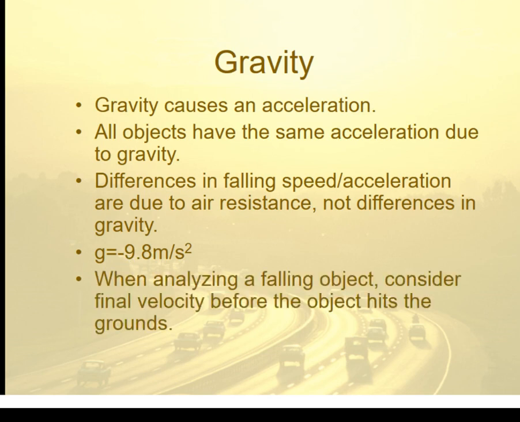Okay, so when we're analyzing a falling object, we're going to consider the final velocity before the object hits the ground, not after it hits the ground. So a lot of times students will make the mistake of going, well, if this object hits the ground, it's going to be going 0, right, Perry? And I'll be like, yeah, after it hits, it will be, but we're looking at the instant before it hits.